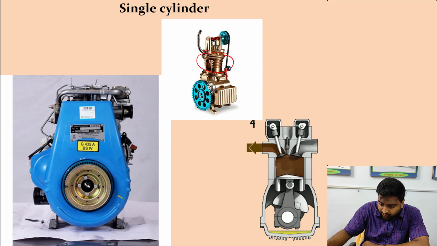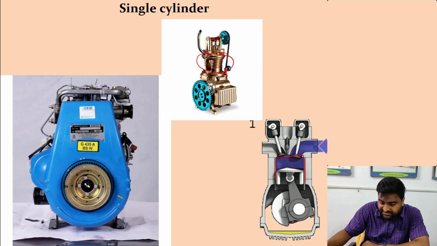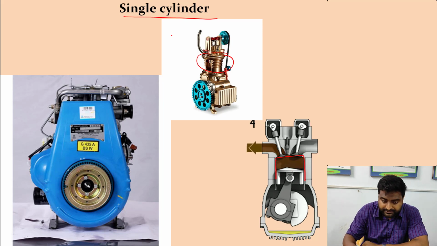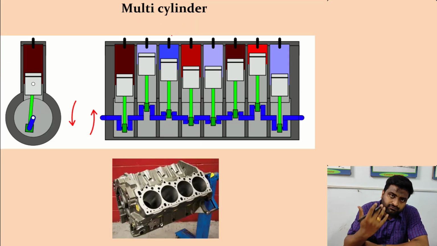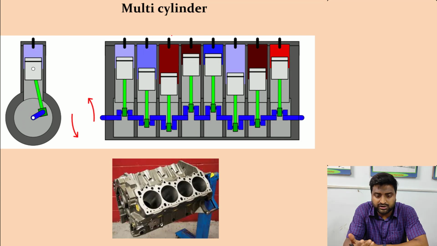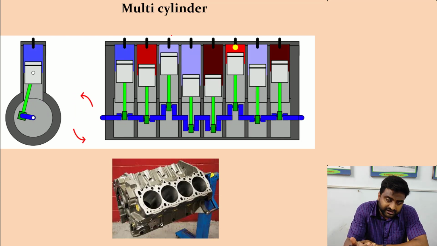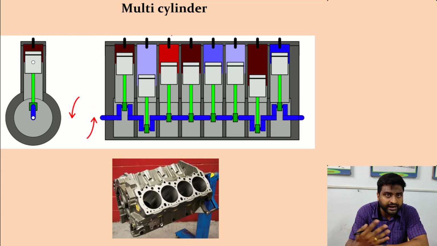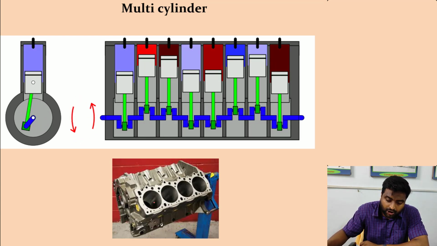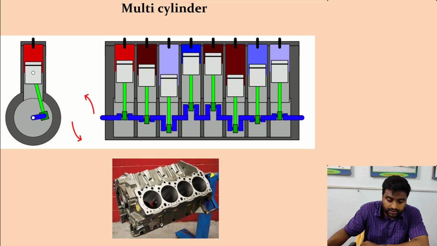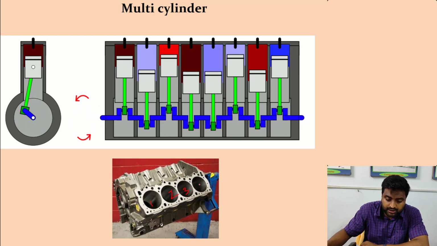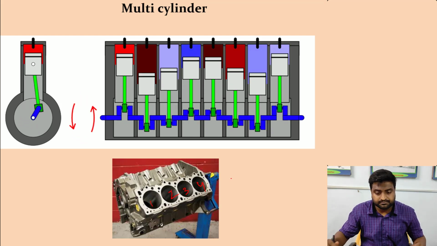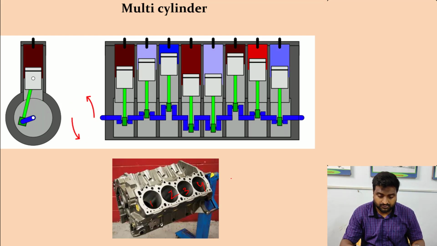So you can see over here, if a single cylinder and a single piston is there, these kind of engines are known as single cylinder. If more than one cylinder is there, that is known as the multi-cylinder. That means it can be a 2-cylinder engine, 3-cylinder engine, 4-cylinder engine, 6 or 8. You can see in the photograph how many cylinders are over here: 1, 2, 3 and 4 cylinders. So 4 cylinders are there in the engine.